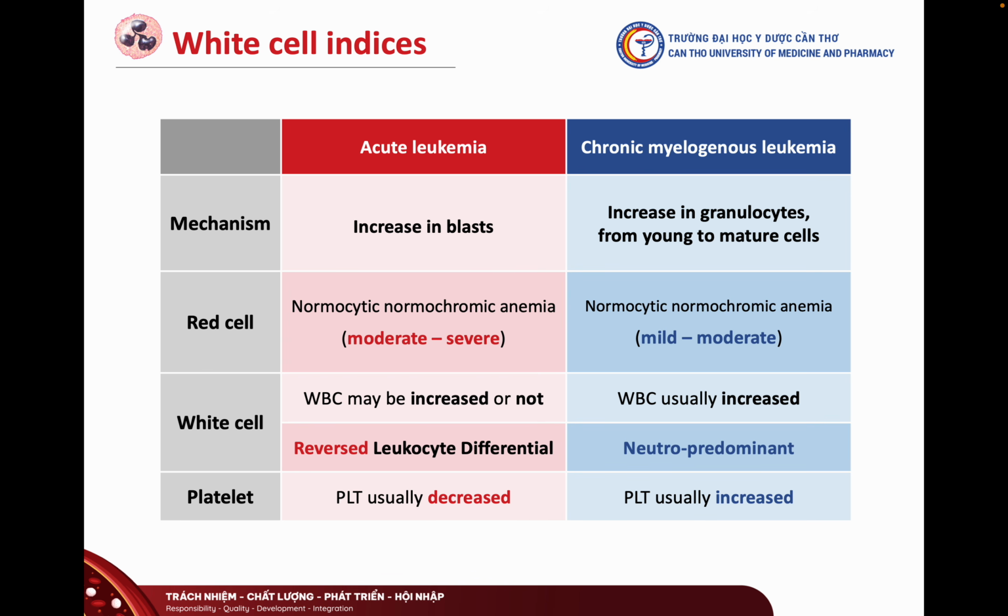In contrast, CML is a chronic myeloproliferative disorder, with an increase in granulocytes at all stages, from myelocytes to mature neutrophils. And the anemia tends to be mild to moderate. Platelets are usually increased. White blood count is typically high, with neutrophils the predominant picture on the differential count. So, by analyzing the CBC patterns across all three lines, red cells, white cells, and platelets, we can gather important clues to differentiate between these two disorders.